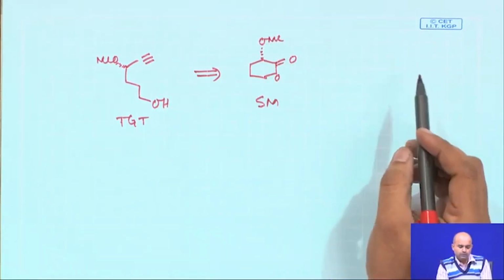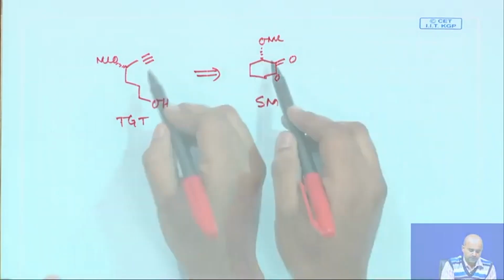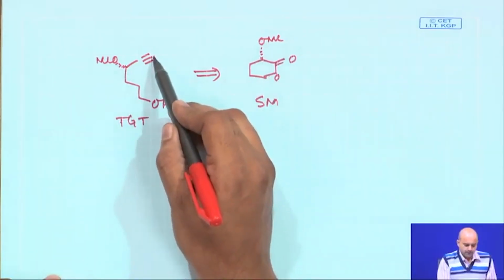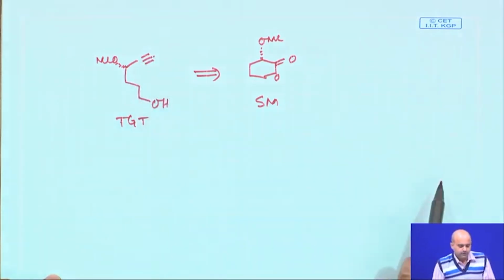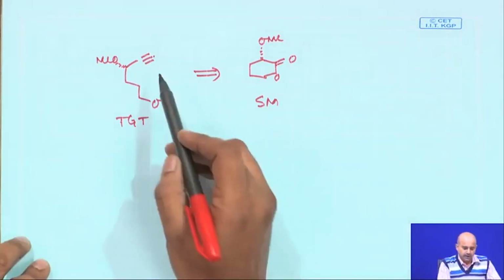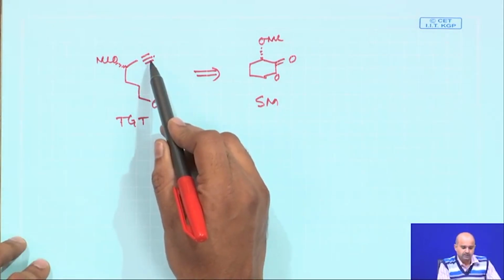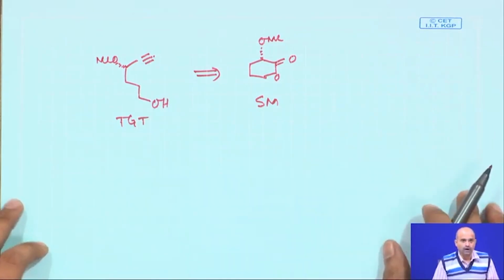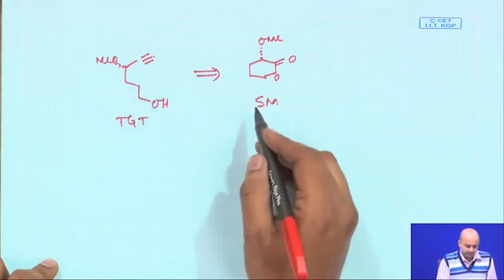Now, try to count the number of carbons. This is 1, 2, 3, 4, 5. The O-methoxy is there. Now, in the target you have 1, 2, 3, 4, 5, 6. So, basically you need to introduce 1 extra carbon, and you are trying to have an alkyne functionality at one of the termini. So, this basically gives you some thought on how this alkyne functionality can be created at one end.